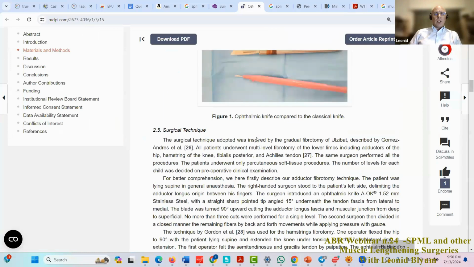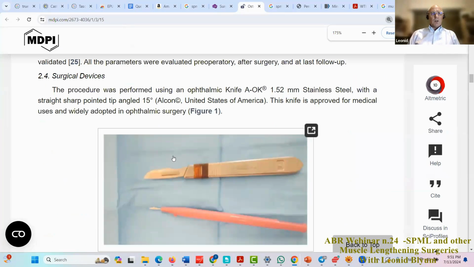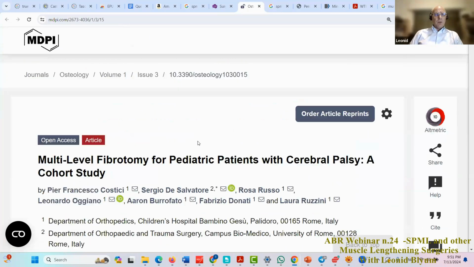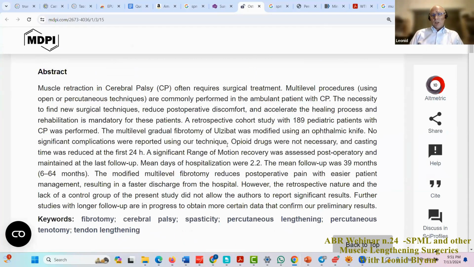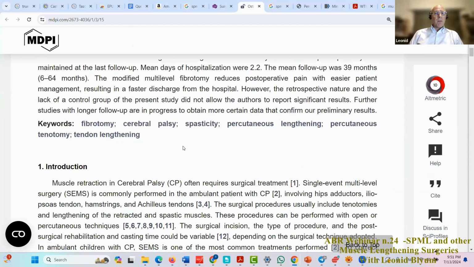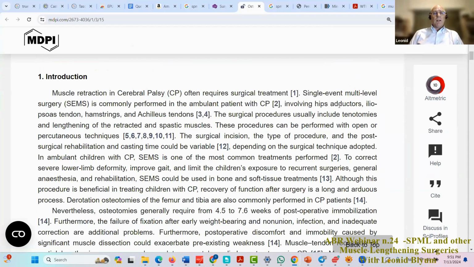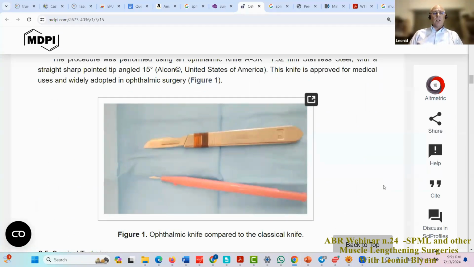So you see there is actually a good article here, which is showing you the technical tools. See, here we are. That's one of the set of people from Italy who are promoting their own version of doing this SPML, but with their own original title, the fibrotomy. Well, fibrotomy actually is a more general one, right? And they discuss the bigger picture really from the surgical perspective.